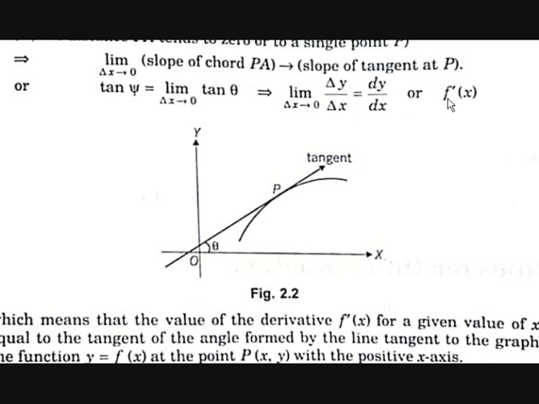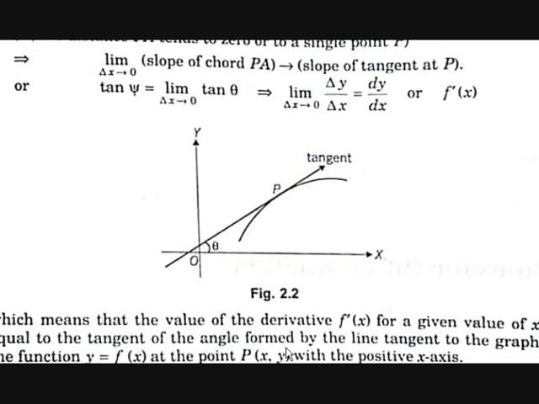Or it is also denoted with f dash of x. It means that the value of the derivative f dash of x for a given value of x is equal to the tangent of the angle formed by the line tangent to the graph of the function y is equal to f of x at point P (x, y) with the positive x axis.